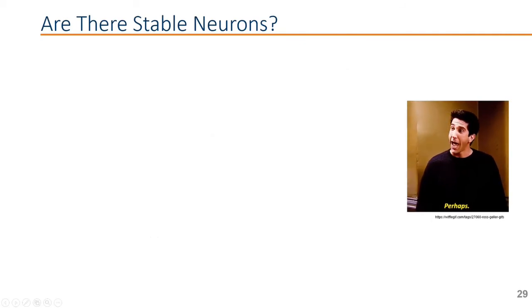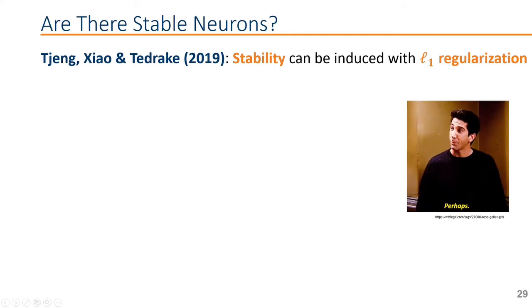Then the final question is, are we going to find stable neurons? The answer here is perhaps. It really depends on how you train the neural network. So there was a prior work by Cheng, Chow, and Tedrake, where they were using MIP to do verification in neural networks. And they realized that this problem becomes easier to solve if you use L1 regularization. Now, the role of L1 regularization here is that this is going to help us push the value of the weights down more than with L2 regularization, for example.